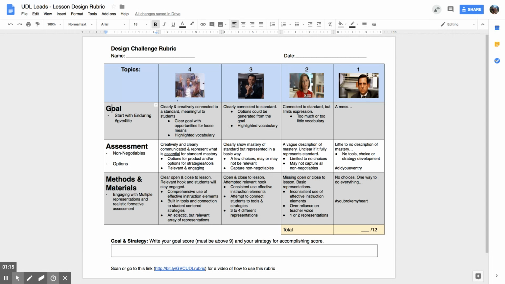When you're writing your goals, look at what the standard is actually saying. What's the verb? What's the context? And then what is the key vocabulary that is really required for a kid to know?